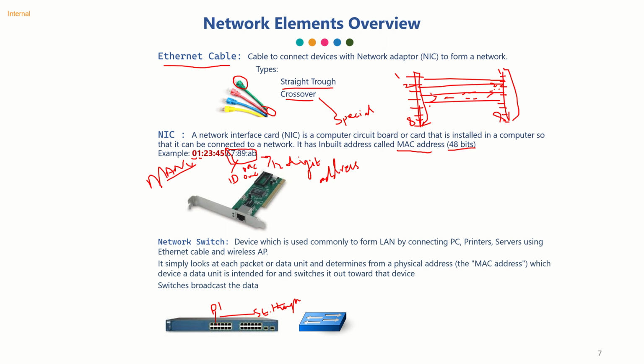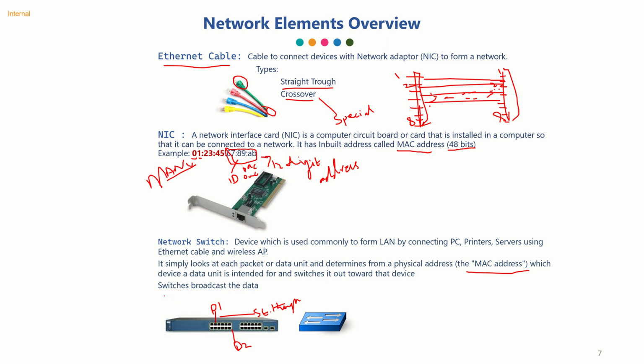Through that, the network switch can find how to send the data to the other devices. Network switches mostly rely on the MAC addresses to forward the data from one device to another. So it will look at the MAC addresses for where to send the data, and then it will send that data to that device.